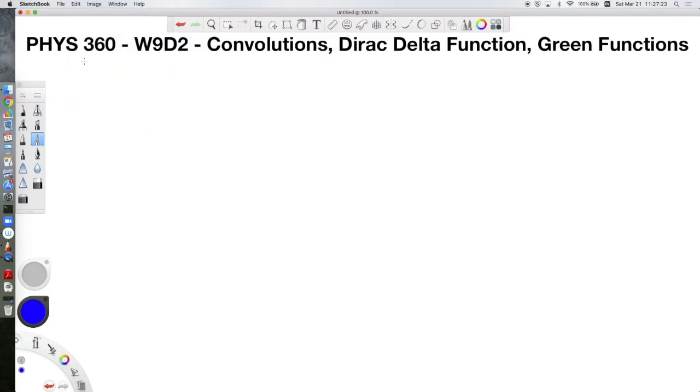So, the first thing we're going to talk about today is something called a convolution. And convolutions are a way to take the inverse Laplace transformation in a certain situation.